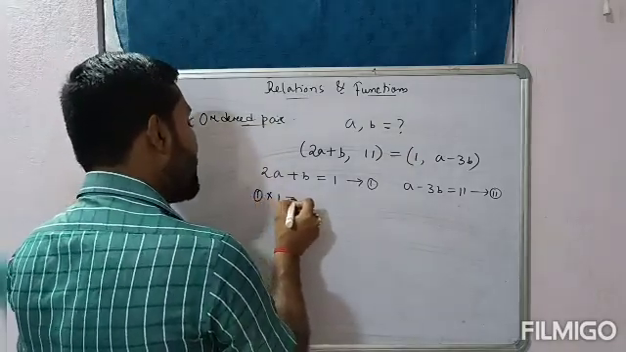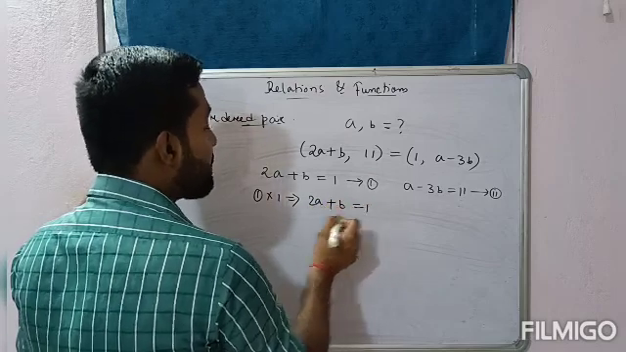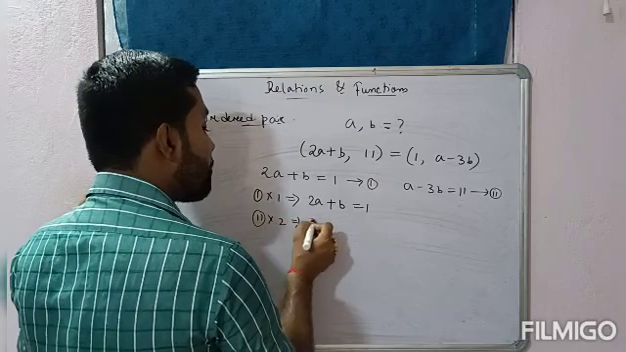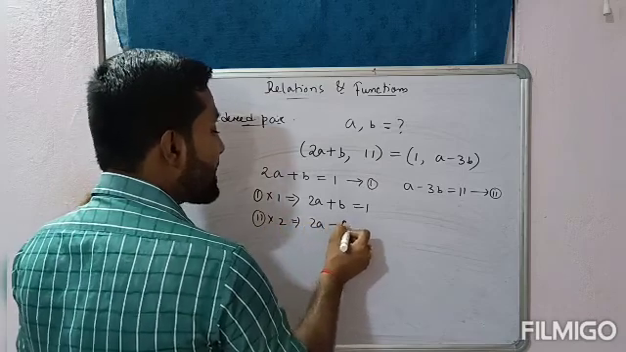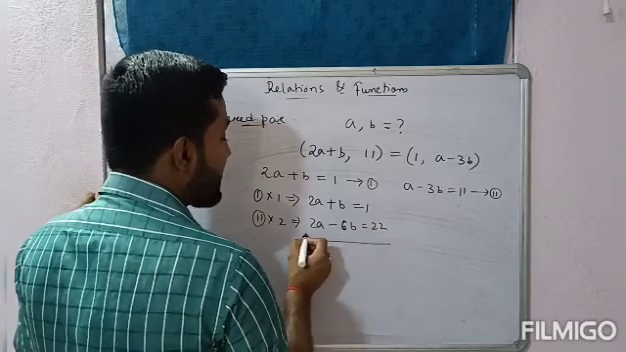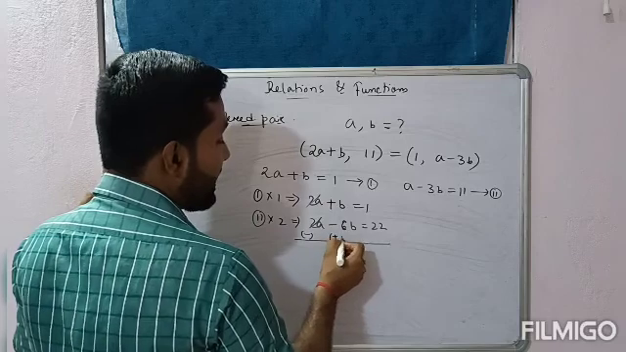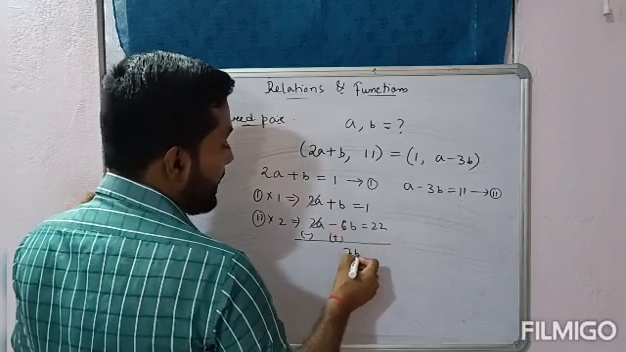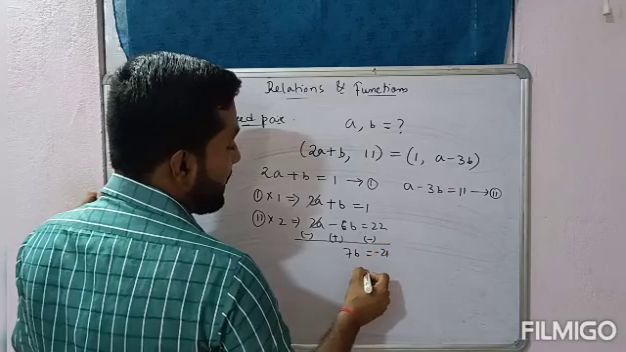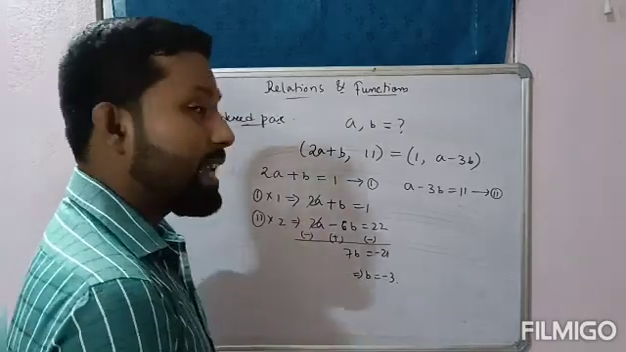Equation 1, if I multiply by 1, it will be 2A + B equal to 1. Equation 2, if I multiply by 2, then it will be 2A − 6B which is equal to 22. Alright? So now if I subtract these two equations, 2A will be cancelled. It will be 7B is equal to −21. That means B is equal to −3. Okay? We got the value of B, −3.